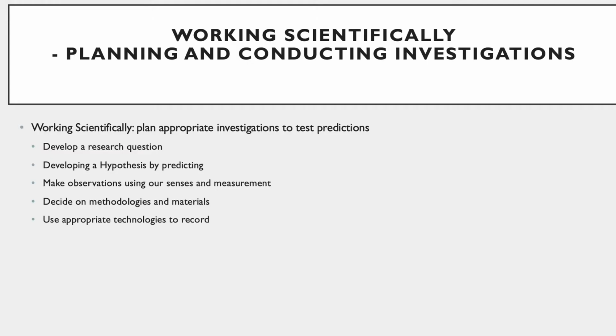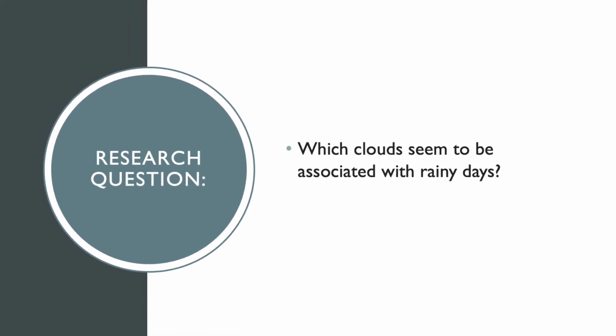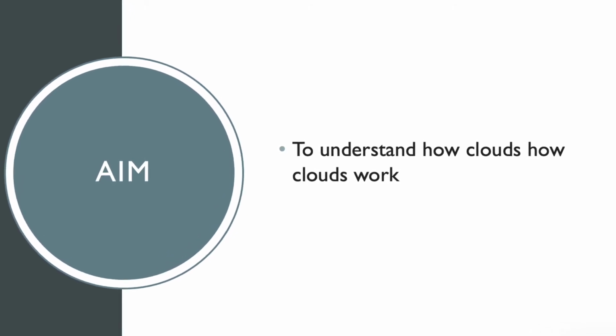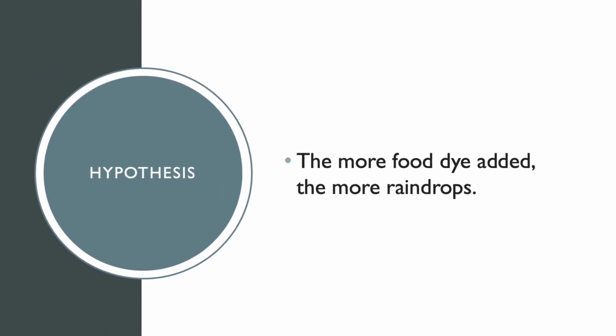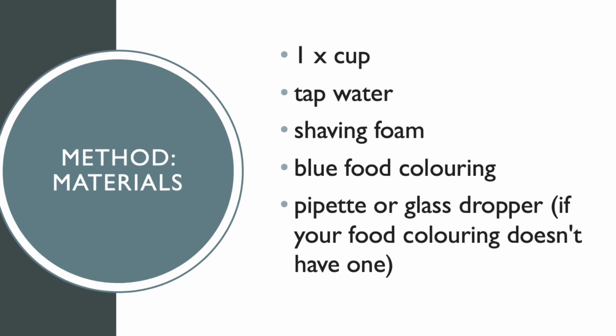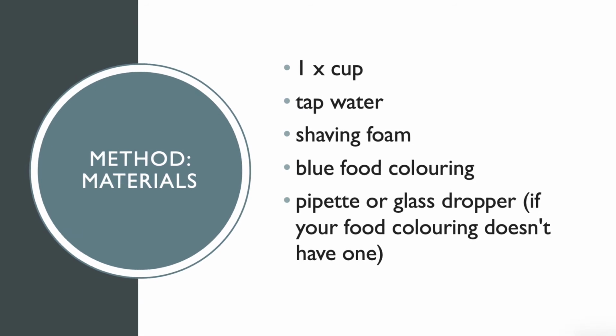As part of our working scientific skill to plan and conduct investigations, we need to develop a research question, hypothesis, make observations using our senses and measurement if required, develop methodologies and materials, and use appropriate technology. Our research question asks, which clouds seem to be associated with rainy days? Our aim states to understand how clouds work. Our hypothesis is the more food dye added, the more it appears to look like raindrops. Our materials, we require 1 cup tap water, shaving cream, and blue food dye.